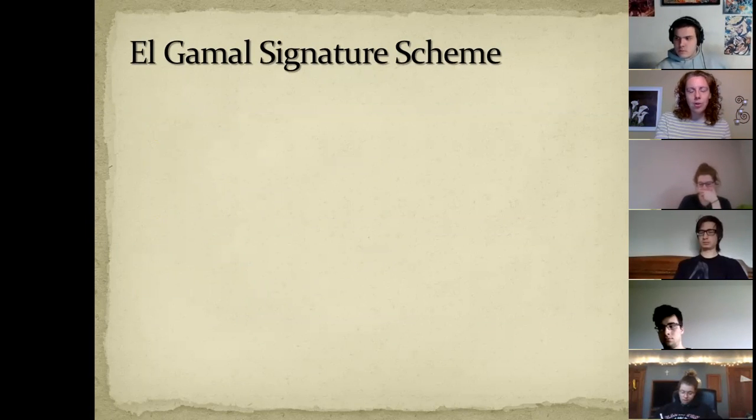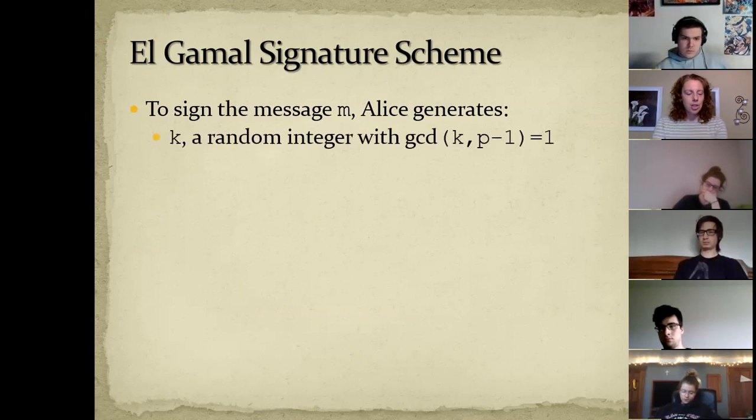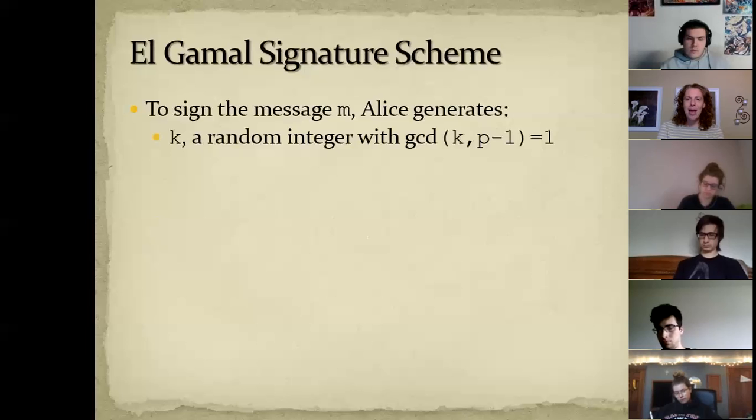Here's what she's going to do. It's basically stuff backwards. So she wants to sign a message. She is also going to generate K. This one has a little bit more restriction on it than Bob's K previously. So this one needs to be a random integer with the GCD of K and P minus 1 equal to 1. Whenever we have a GCD equal to 1, that should ping something on your mathematical cryptography radar.